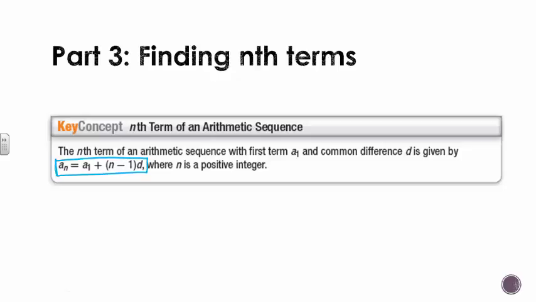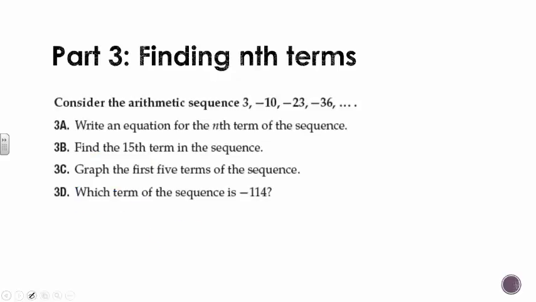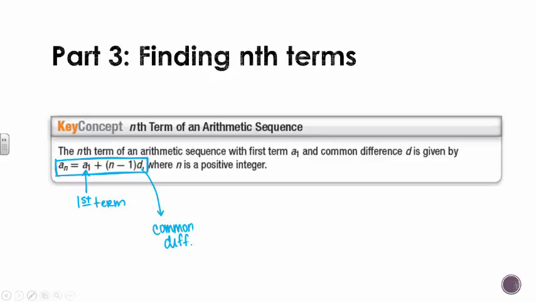This formula you need to memorize. And this formula says that the nth term of an arithmetic sequence with first term A1, so this is the first term, and common difference D is given by this formula. N has to be a positive integer. So N is the number term we want. If I asked you to find the 100th term, you're going to plug in 100 there.